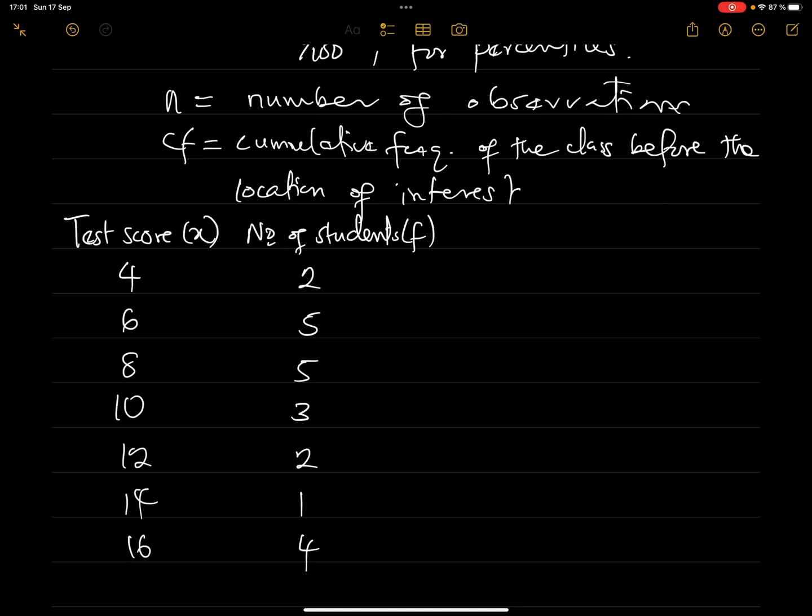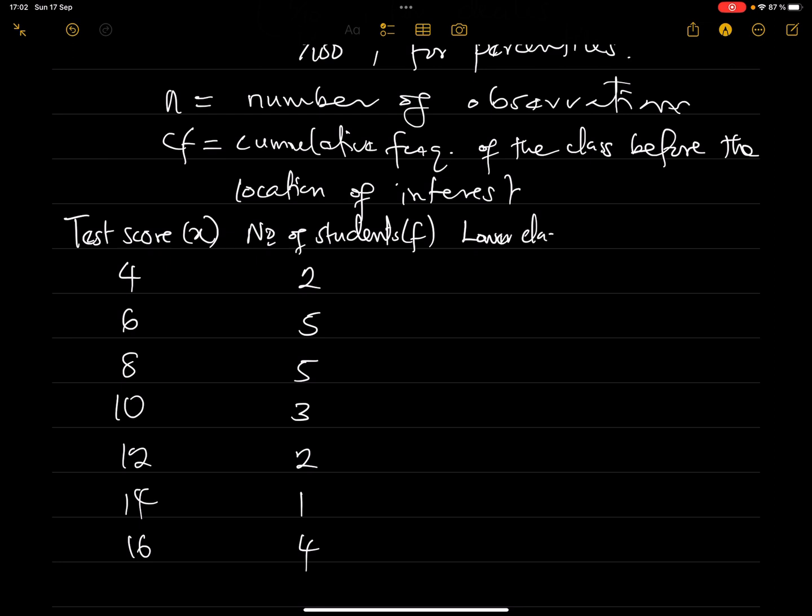What you need is a class limit. Remember, this is a little bit funny because it's discrete. There is no interval there. So the class limit, in fact, we need the lower class limit.